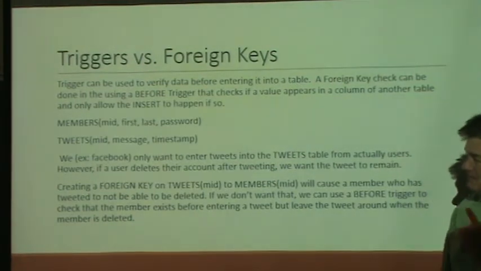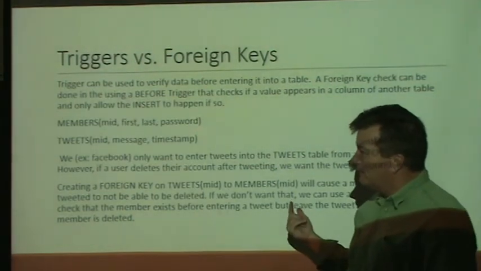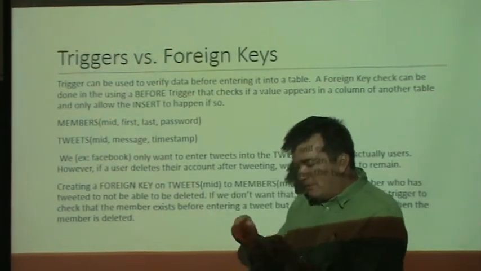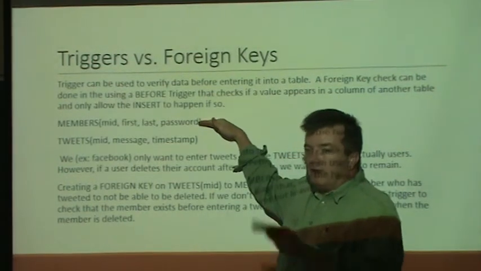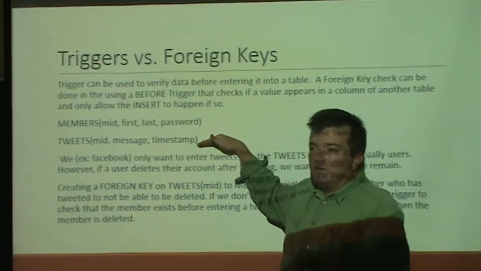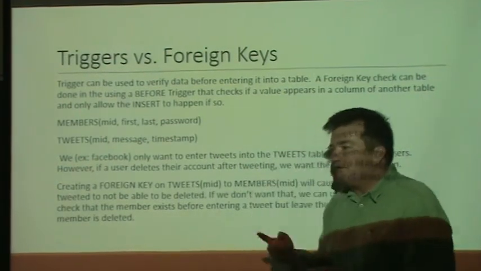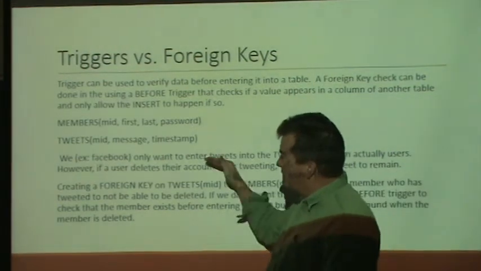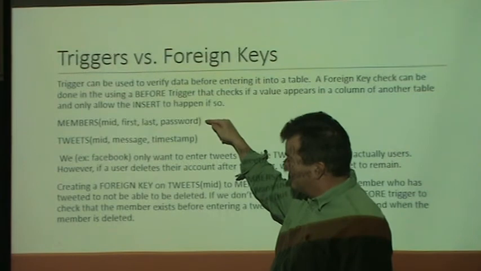What we could do instead of a foreign key is we could create a trigger that anytime somebody writes to the tweets table, at the moment they're writing it, our rule is they have to exist. They have to be a member. But if they later leave, we'll leave the tweet around. If this is our design, then instead of using a foreign key, what we would do is create a trigger that says anytime someone adds a tweet, the first thing I want to do is check, does this person exist?